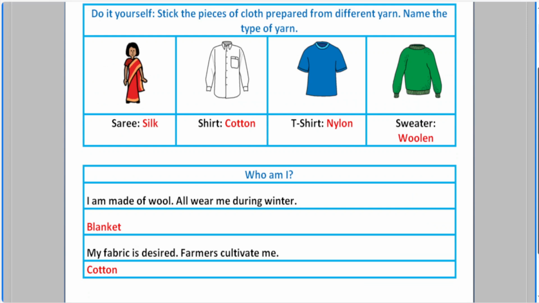Hands-on activity. Attach the pieces of cloth made from various types of yarn. Label each piece with the corresponding type of yarn. What am I? Question. I am made of wool. All wear me during winter.